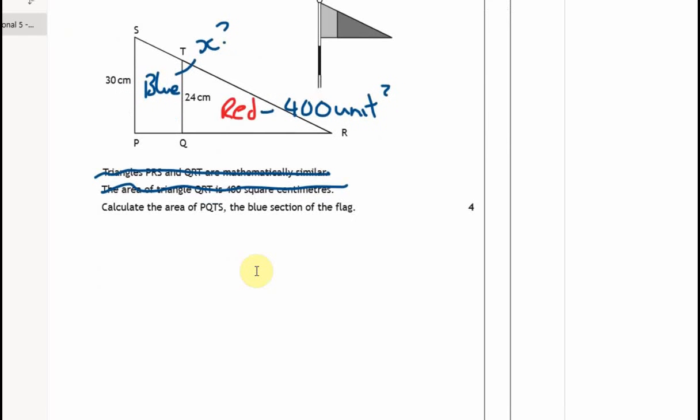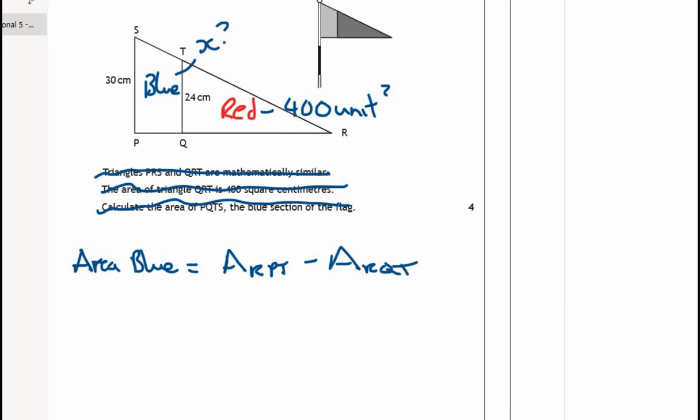So first of all, I'd be thinking, how do I work that out? What's going to be my strategy? If you know nothing about maths or similar shapes or anything, I think most people can agree that the area of the blue is going to be equal to the area of RPT, take away the area of RQT, i.e., the big triangle take away the small triangle.